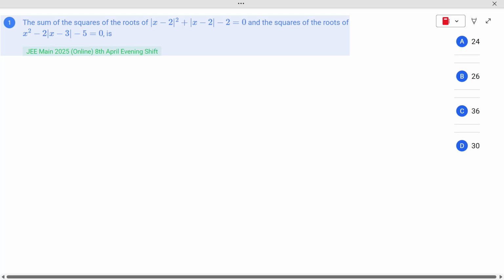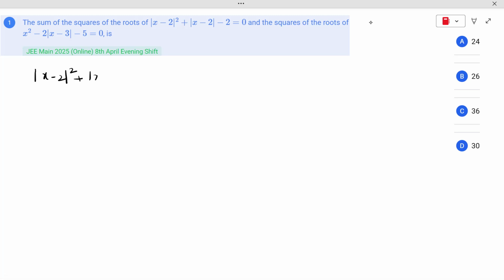Basically what he is asking is the squares of the roots of the equation. First equation is (|x - 2|)^2 + |x - 2| - 2 = 0. This is the first equation. In the same way we will also find the roots of the second equation. Let us understand about the first equation.